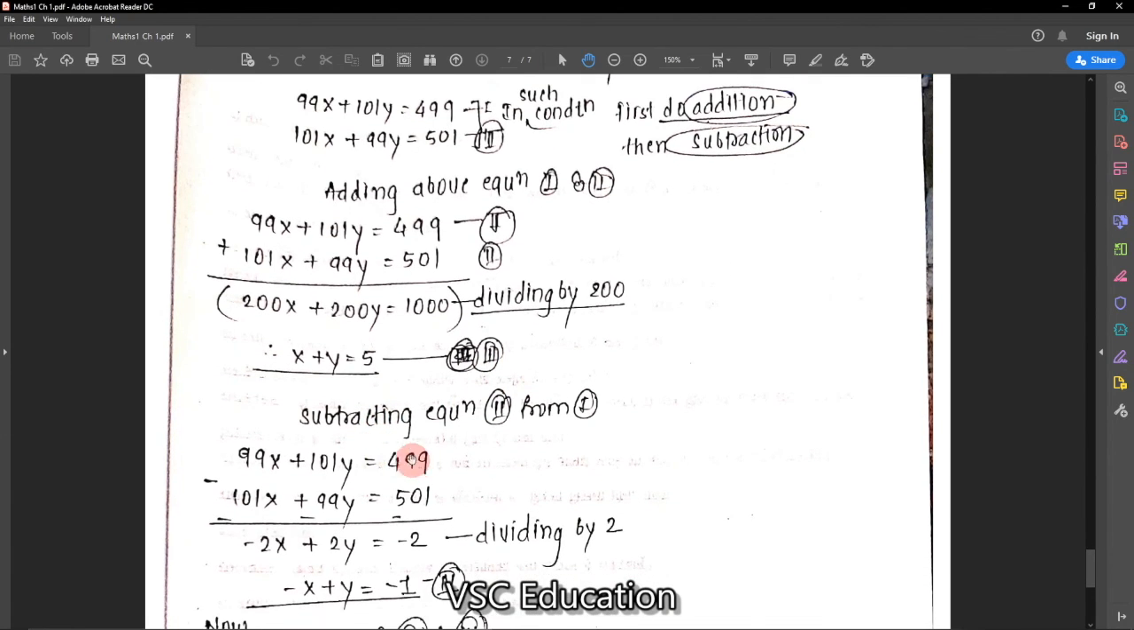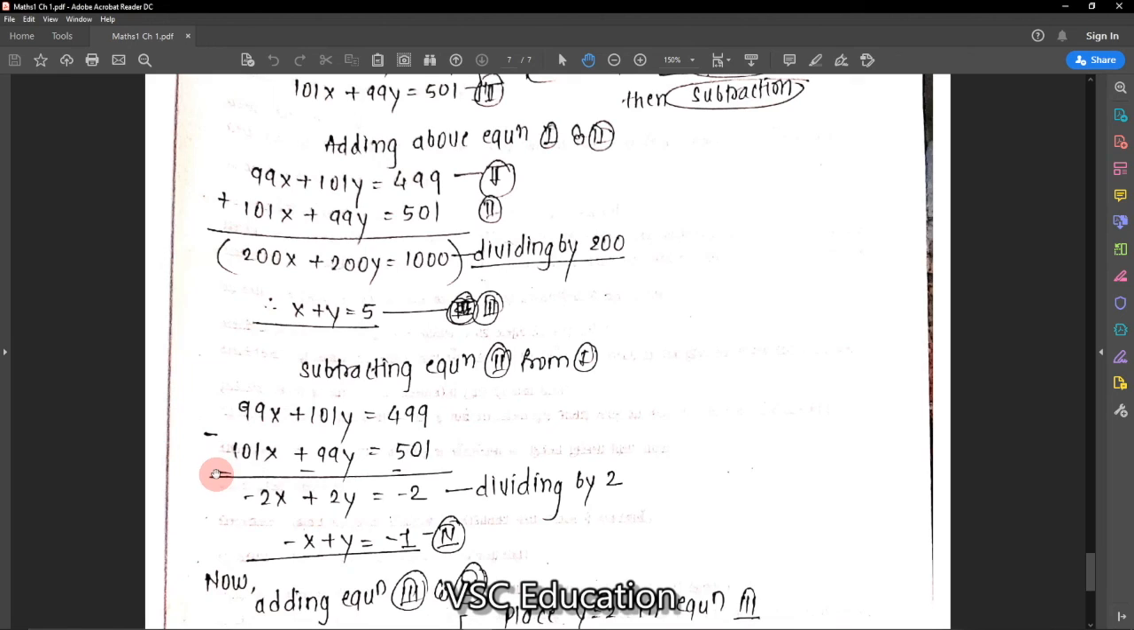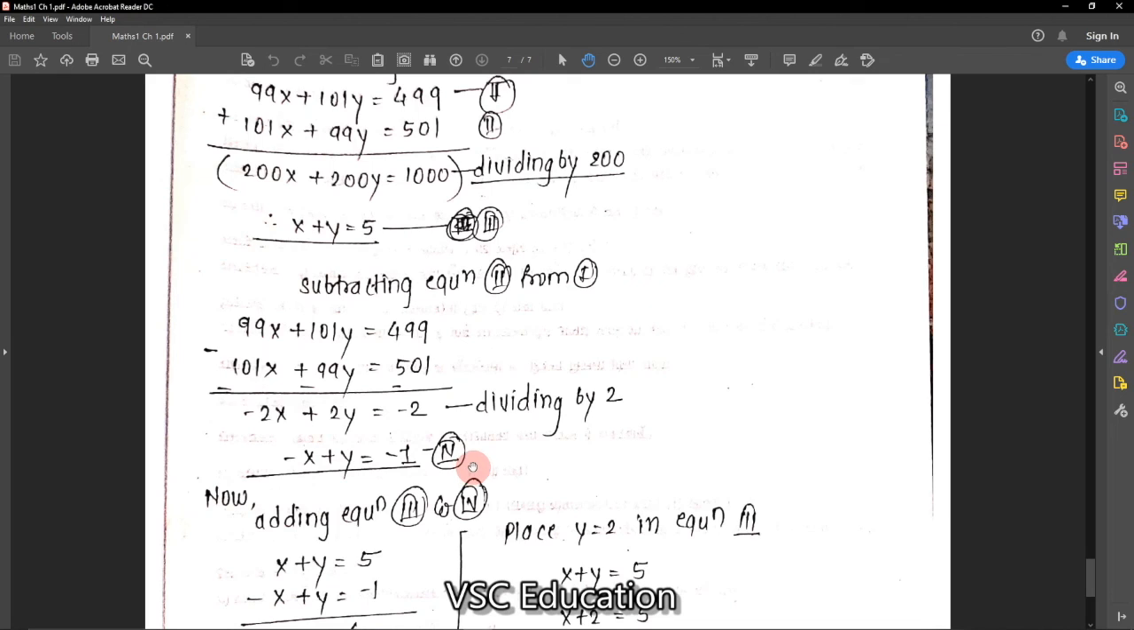Then we subtract equation 2 from 1. As usual you write down both the equations. Minus sign is there. You change the sign of the second equation. दुसऱ्या समीकरणाचे आपण sign change करायचे आहे. 99 minus 101 म्हणजेच काय होणार 2 येणार पण 101 ची sign minus, so write minus 2x. Same thing here also, 101 minus 99, so plus 2y and here minus 2. So divided by 2, you make minus x plus y is equal to minus 1, that is the fourth one. Okay, now we got the third equation x plus y is equal to 5, the fourth equation minus x plus y is equal to minus 1.